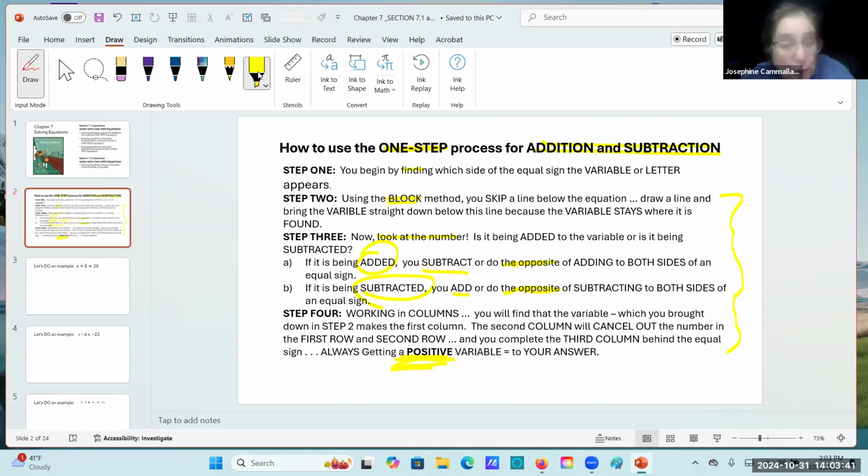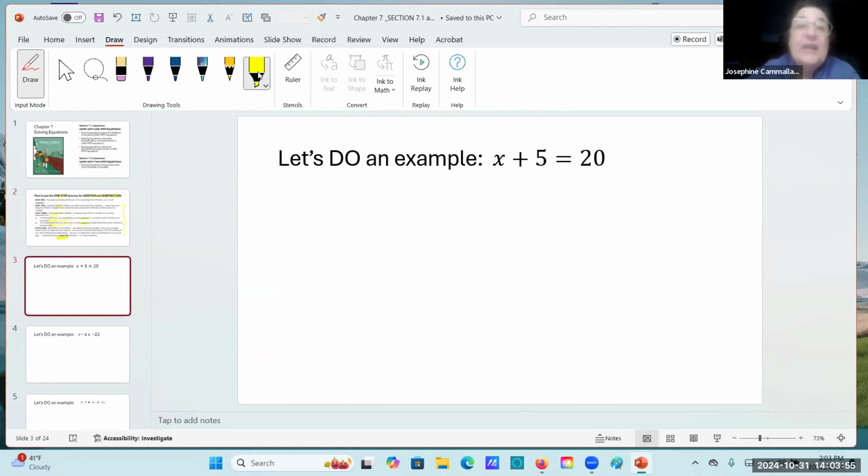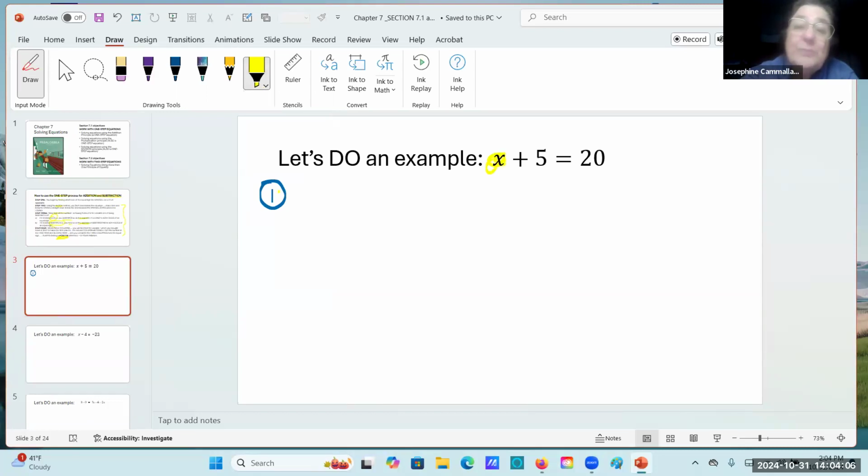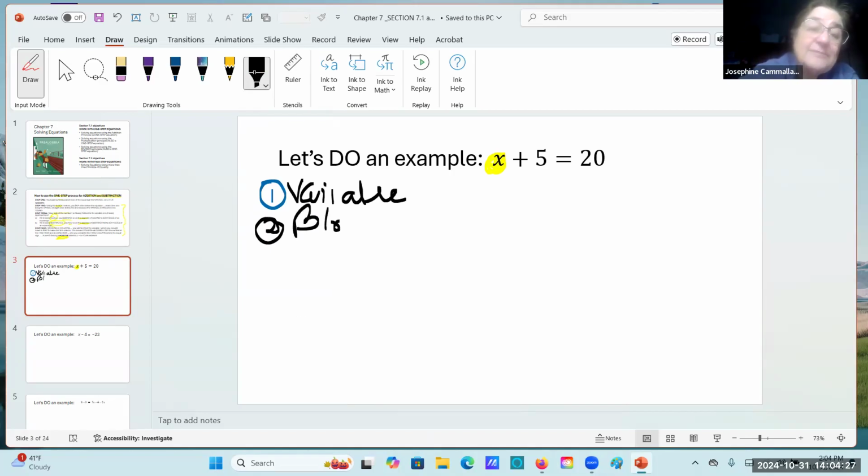Now, again, you can print these out, but sometimes it's always better to show you than it is to write out these 4 steps. First off, step number 1: we are going to find the variable. The variable is right here. That variable is not moving. Then we're going to do something called the block method. First is variable. Then we do the block, which means I'm drawing a line here.